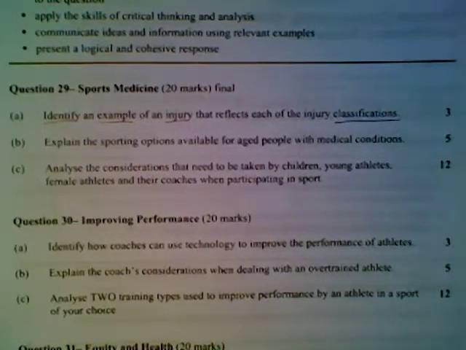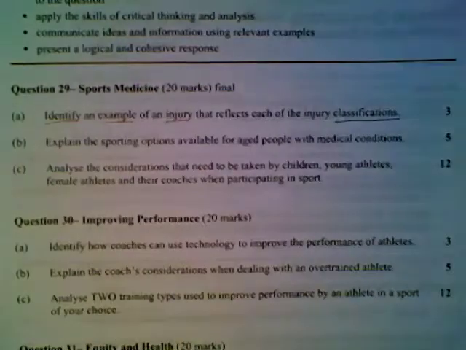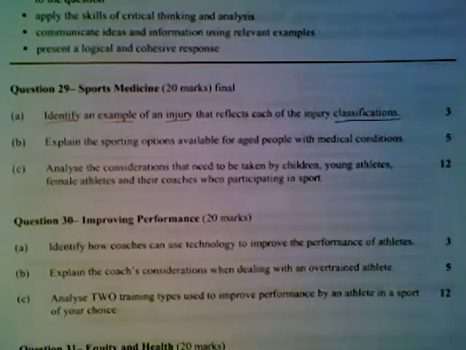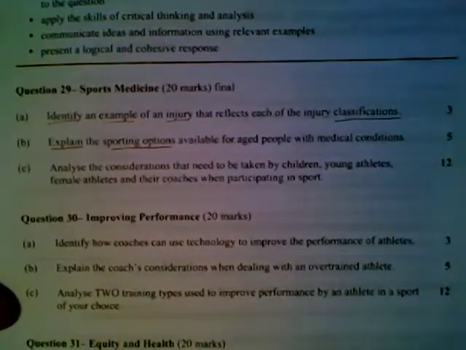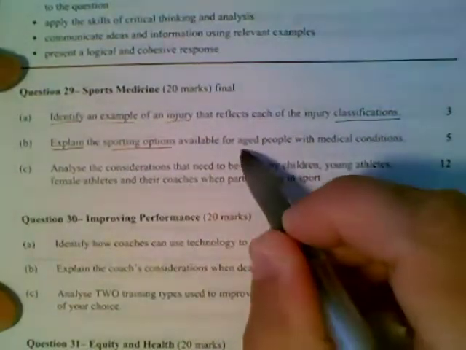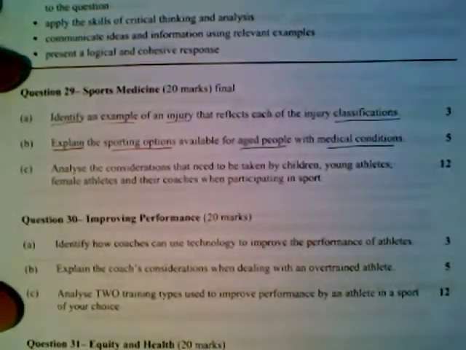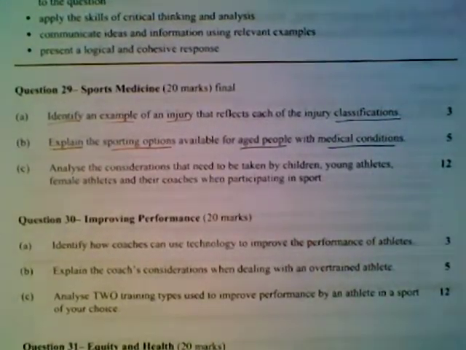Question 29b for the sports medicine option asks students to explain the sporting options available for aged people with medical conditions, and it was worth 5 marks. Some parts of this question we need to be looking at. Obviously, explain: we needed to be giving the sporting options for aged people with medical conditions. All right, so that's what the question is asking us to look at.